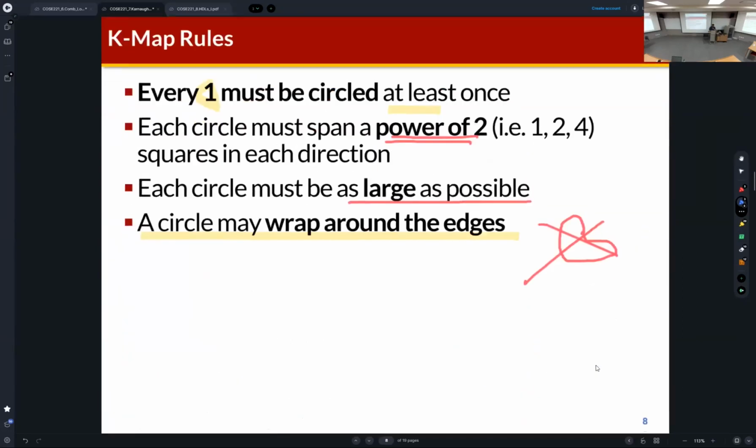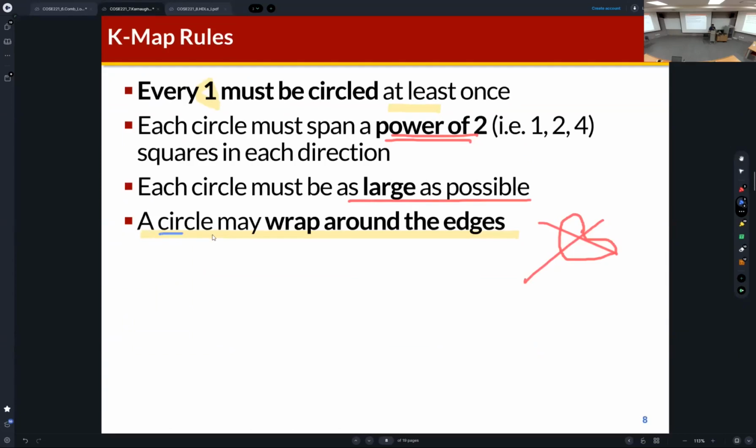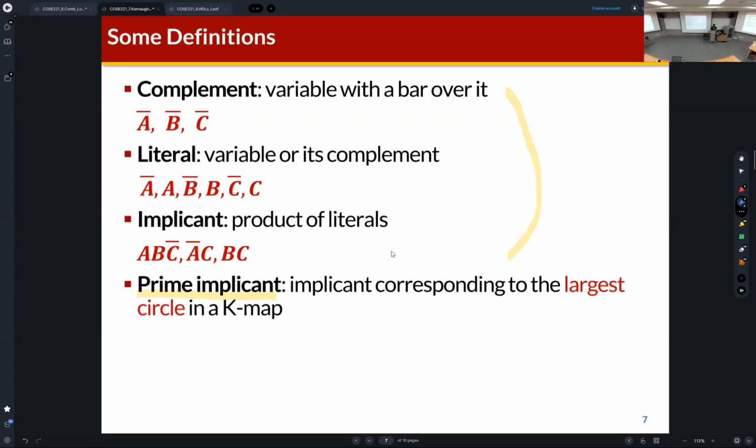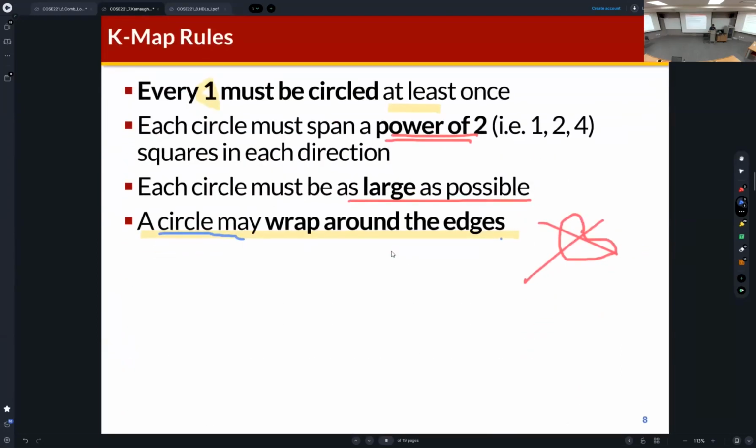Sometimes we can forget this rule. A circle may wrap around the edges. You need to remember that this line and this line of the Karnaugh Map are connected. It looks like a cylinder. So we can make a large circle from here and here. Okay, this is very important actually. Sometimes we can forget this rule. So you need to remember that a circle may wrap around the edges.